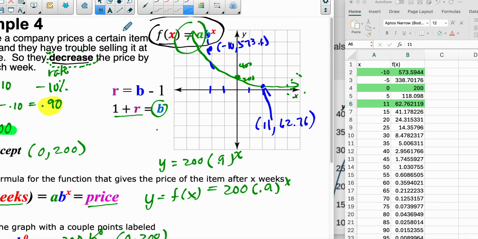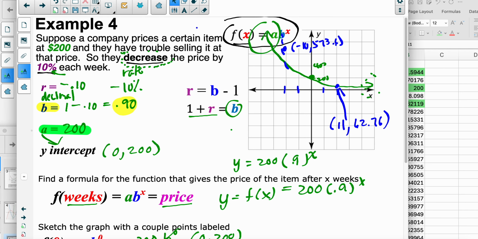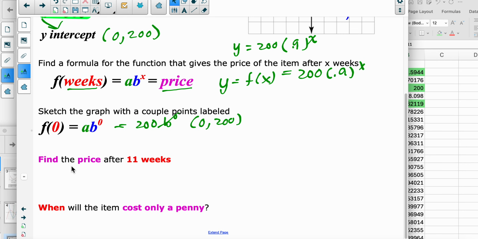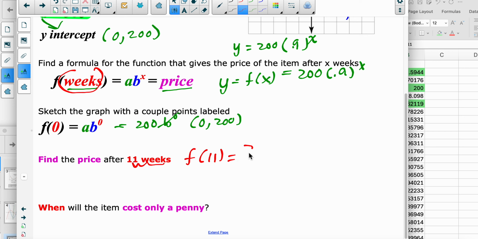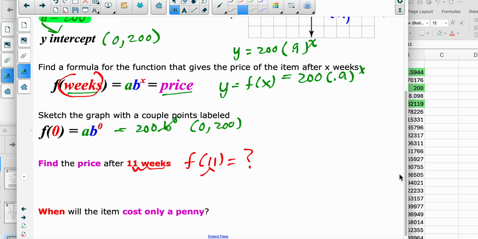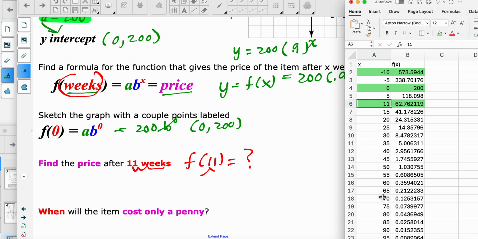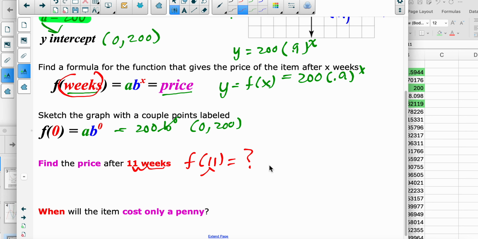All right, so let's go back and see what the other questions are asking me. Down here it says find the price after 11 weeks. Okay, so I know that weeks is my input. So what I want to find is f of 11 is equal to what? So that's an input. If I go to Excel here, I can already see that I have 11 right in my input-output table. When we're at 11 weeks, then the price is $62.76.